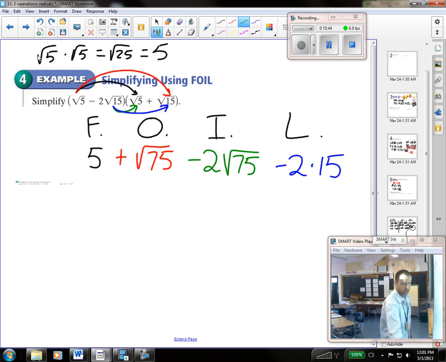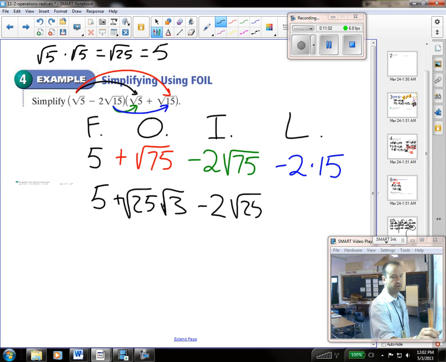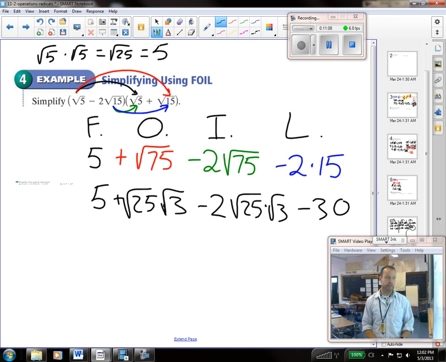So, finishing up this problem, 5 square root of 75. We recognize that that is 25 times 3. Again, that was under the radical, so both of those are still under the radical. Minus 2. Again, that's square root of 75, square root of 25 times the square root of 3. And last, minus 30.